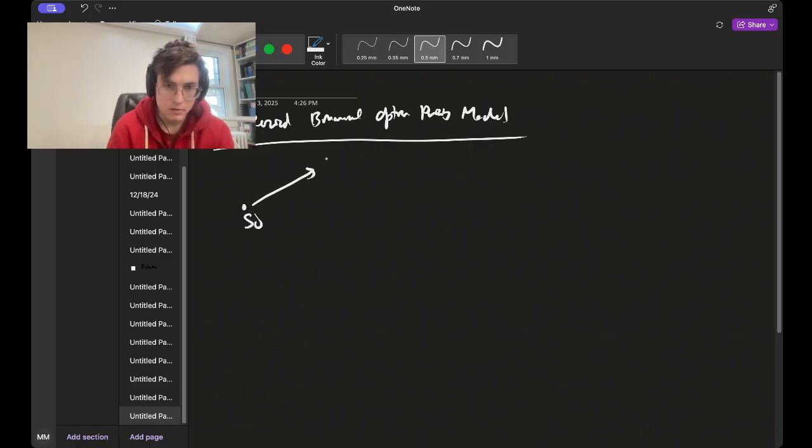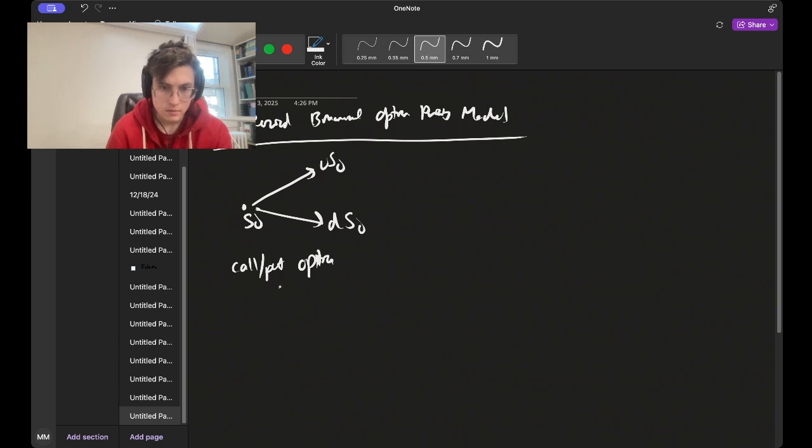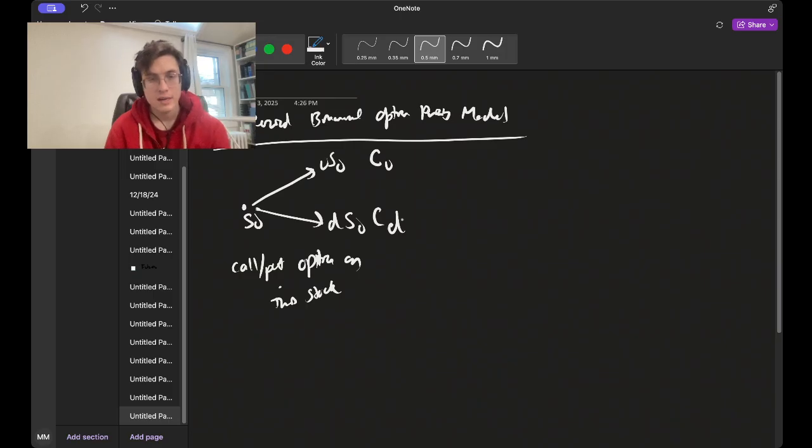stock at S0. It either goes up to U times S0 or down to D times S0. And we're trying to price a call or a put option on this stock. So in order to conserve generality, instead of keeping a strike price or anything, we just say that this has a payout CU and CD. And the way we managed to actually price this option was by constructing a replicating portfolio which replicates the payout CU and CD of the option in both cases.